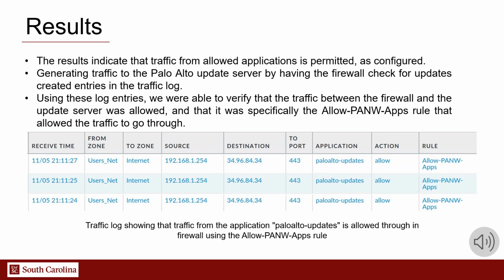I'm going to talk about some of the results that we got from these labs. The results indicate that traffic from allowed applications is permitted as configured. Generating traffic to the Palo Alto update server by having the firewall check for updates created entries in the traffic log. Using these log entries, we were able to verify that the traffic between the firewall and the update server was allowed, and that it was specifically the allow pan-w apps rule that allowed the traffic to go through. We can see in the action that it says allowed, and in the rule column, we can see that it was the allow pan-w apps rule.